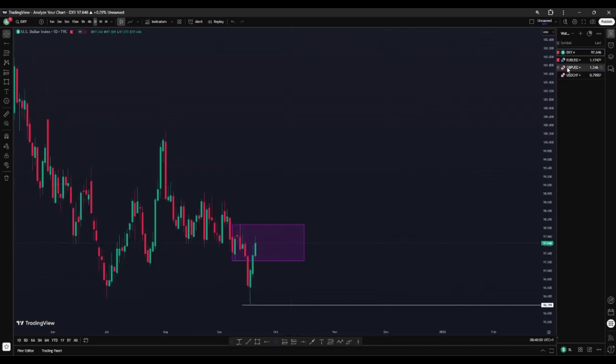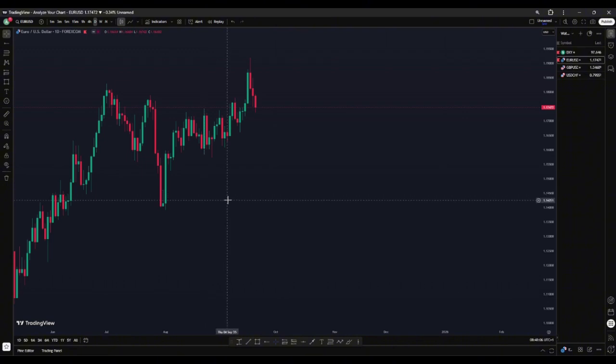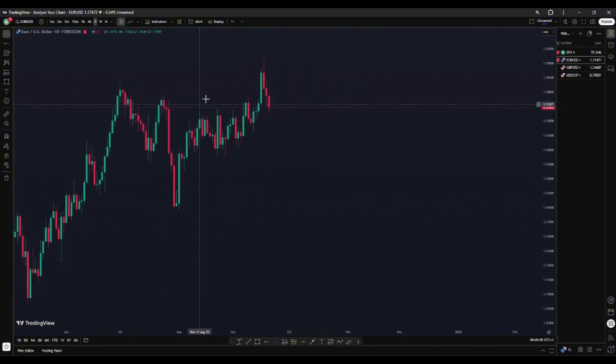Now, with that in mind, let's go over to the Euro USD price charts. Now, on the Euro USD price chart, you can see that we also have the opposite of the analysis we did on the dollar index. So Euro USD is bullish, while dollar index is bearish. Once the dollar index is bearish, Euro USD will be bullish, and once the dollar index is bullish, Euro USD is bearish. It has a negative correlation between both of them.